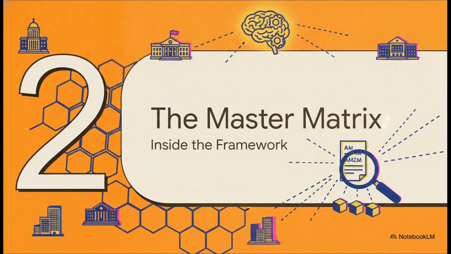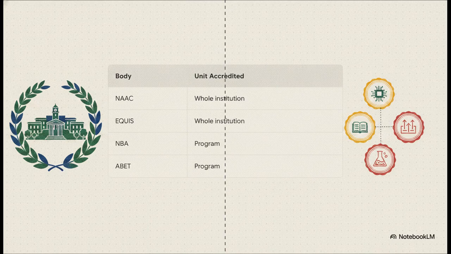Moving right along to part 2, inside the master matrix. Okay, so the absolute most crucial thing to understand here is the unit that's actually being accredited. On one hand, you have bodies like NAC in India or EQUIS globally. They look at the whole institution, or all of the campuses. It's a total blanket assessment.